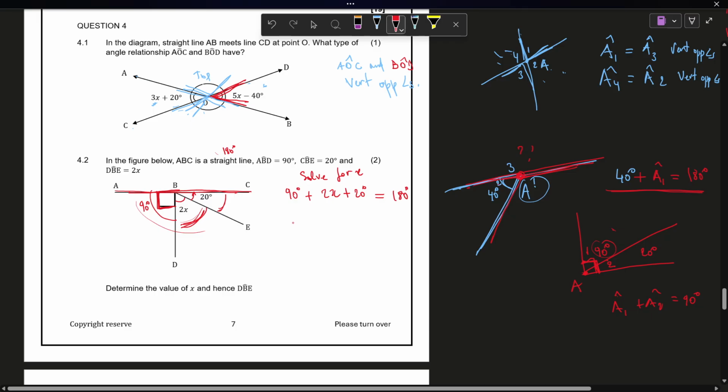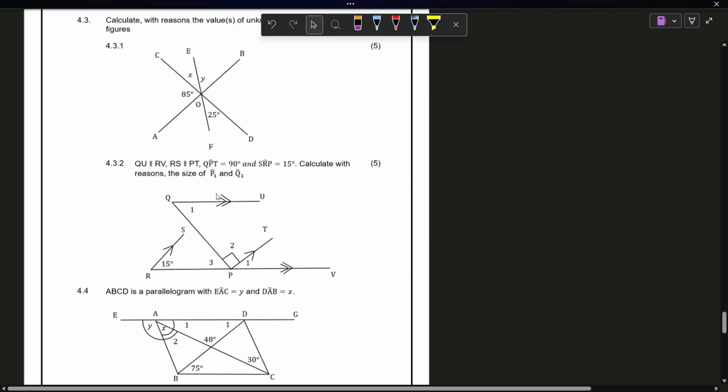What are we going to get? Well, we can put the x's on one side. We have 2x, and we'll have 180. This term goes to that side and becomes negative, and this term goes to that side and becomes negative as well. So we'll have 2x equals 70 degrees, and x will be 35 degrees. So we managed to solve for x. Great. Now let's move to the next exercise.